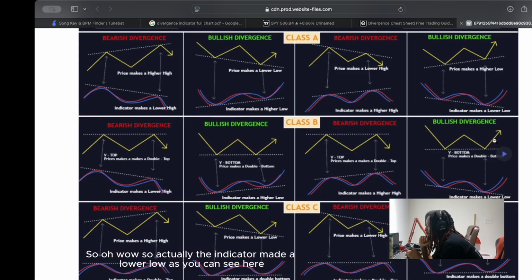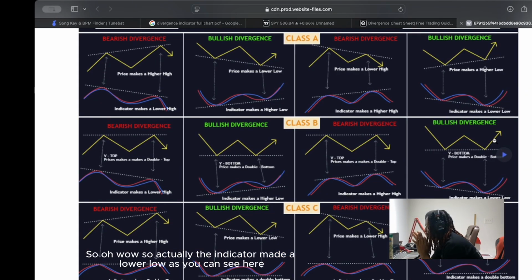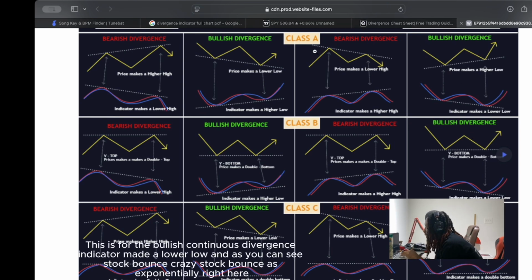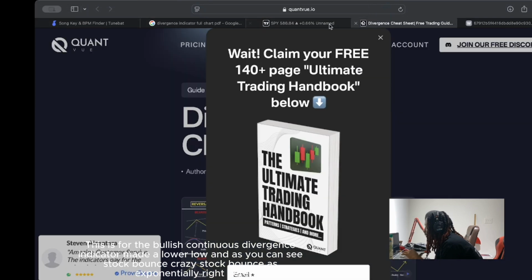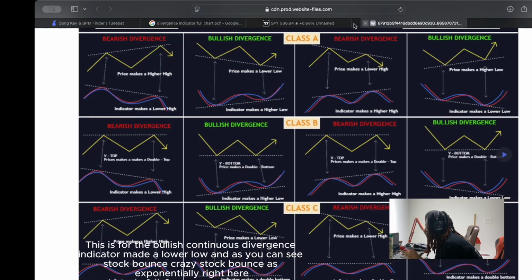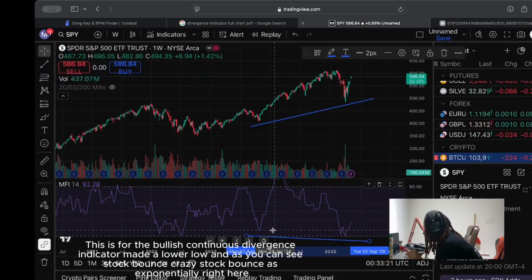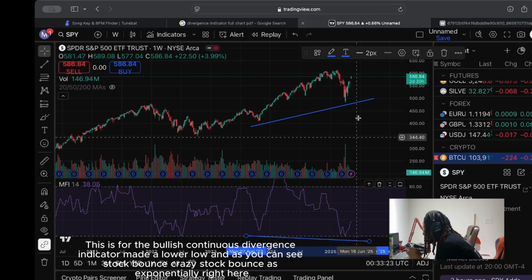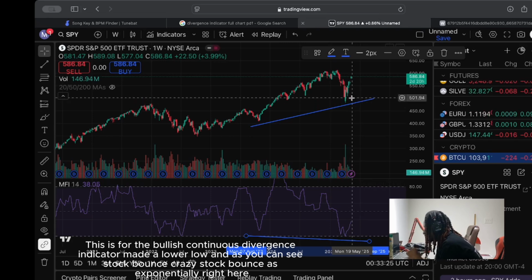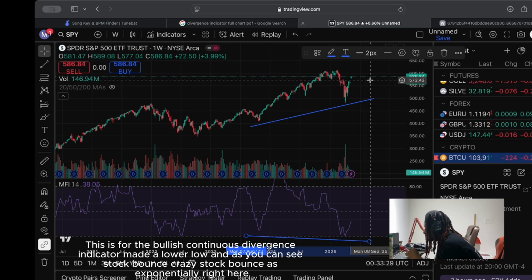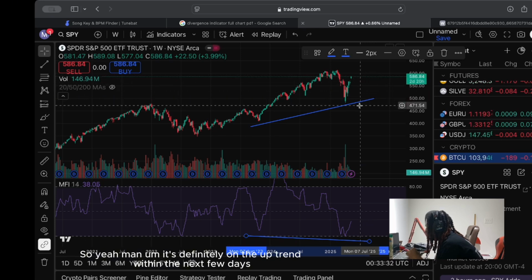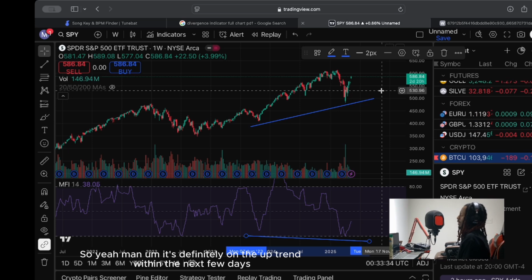So actually, the indicator made a lower low, as you can see here. This is for the bullish continuous divergence. The indicator made a lower low, and as you can see, the stock bounced crazy. Stock bounced exponentially right here.